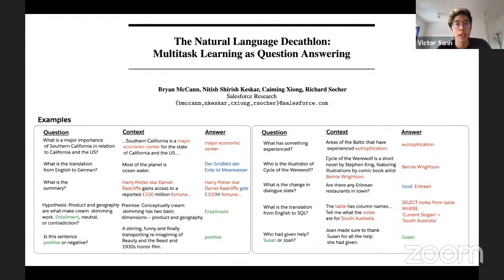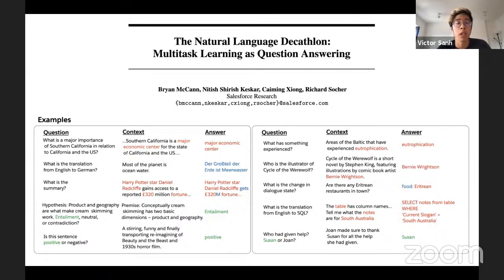And obviously, this kind of framing into a single task is not new. This is an example from a paper called decaNLP from 2018. And in this benchmark, decaNLP, they frame 10 different tasks into the same Q&A format. So they frame summarization, translation, natural language inference, sentiment analysis, etc., into this same question answering format.